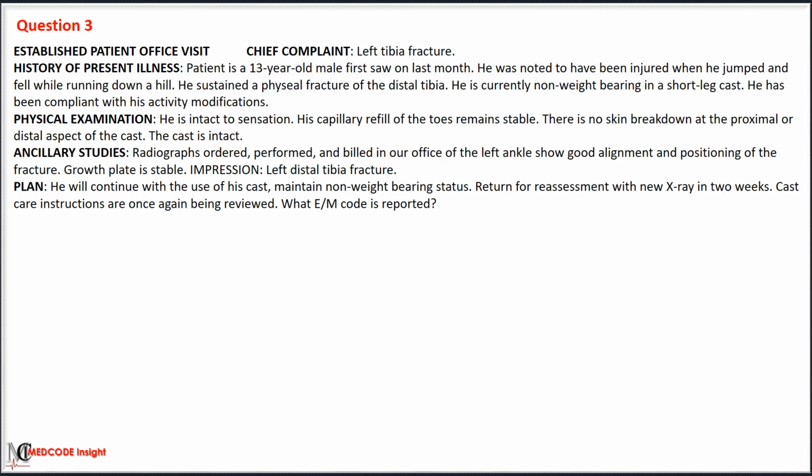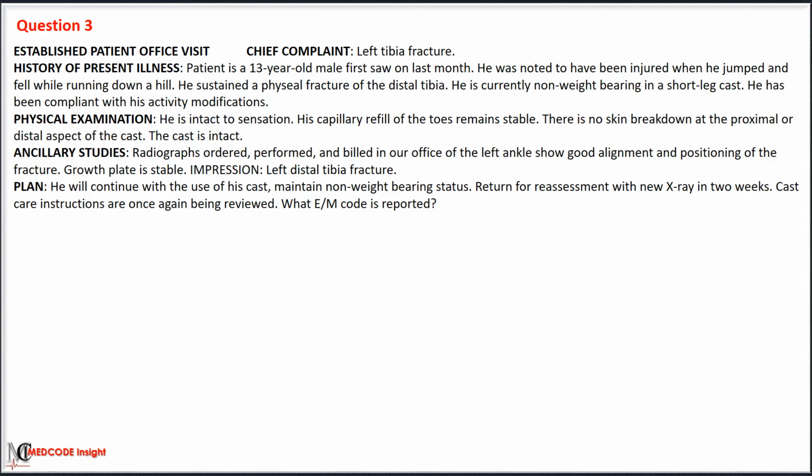He has been compliant with his activity modification. Physical examination: he is intact to sensation. His capillary refill of the toes remains stable. There is no skin breakdown at the proximal or distal aspect of the cast.